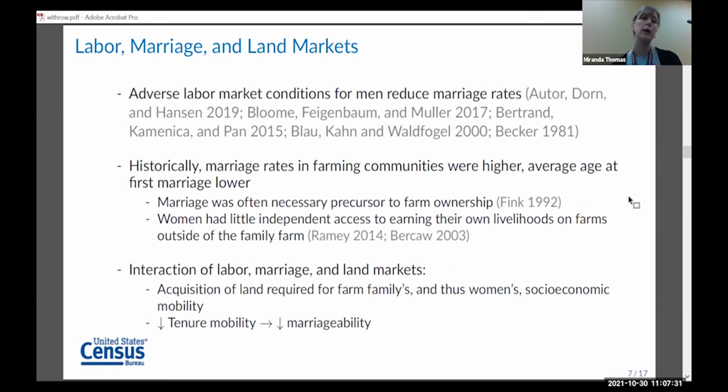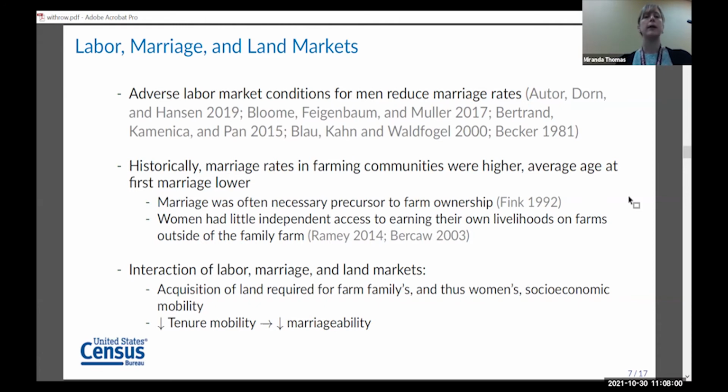So finally, this paper is informed by a much larger literature on adverse labor market conditions for men and how, when there are adverse labor market conditions for men, men's marriageability falls as the gains from marriage fall. So women will opt to delay marriage. Historically, marriage rates in farming communities were higher and the average age at first marriage lower. Marriage was often the necessary precursor to farm ownership. Men rarely set out on their own to own a farm without the aid of a farm wife.